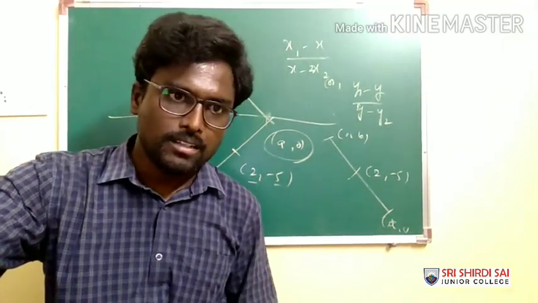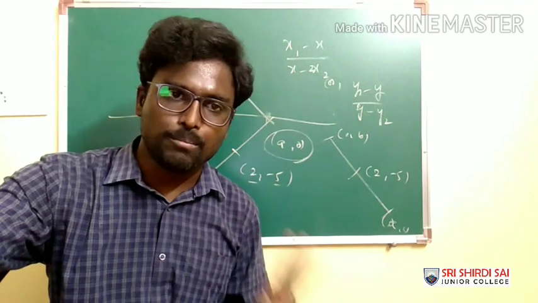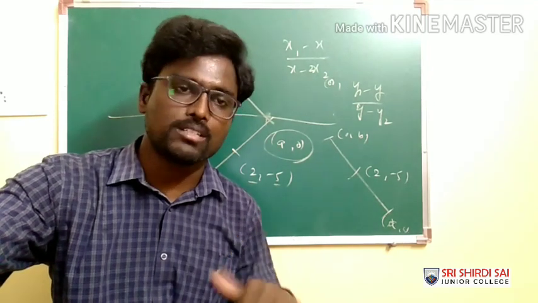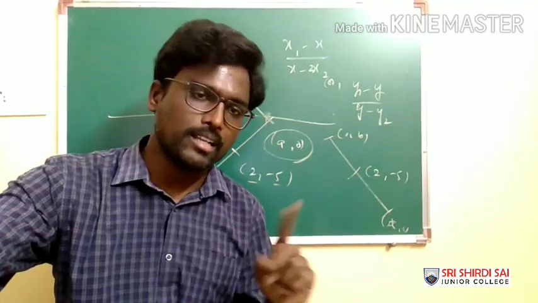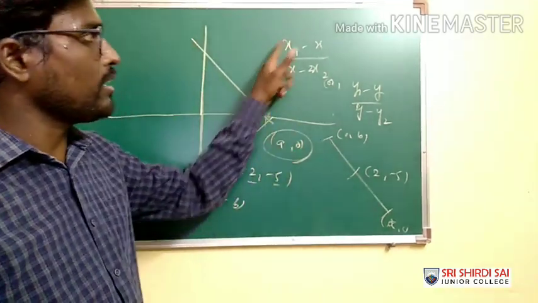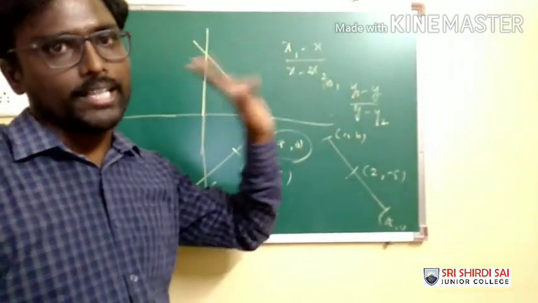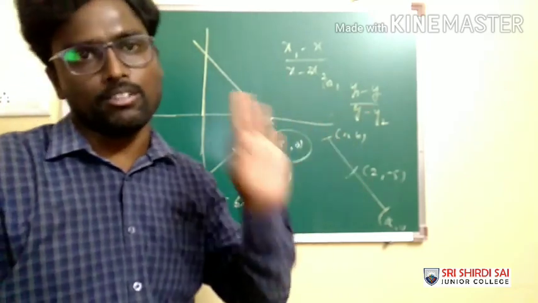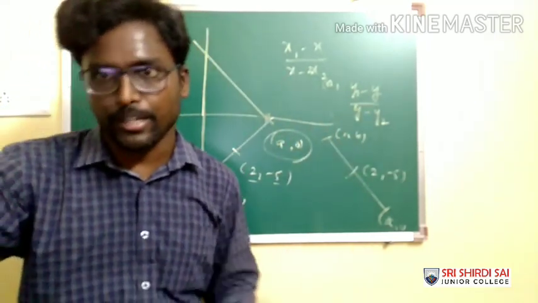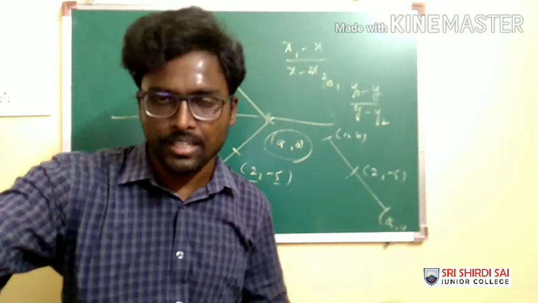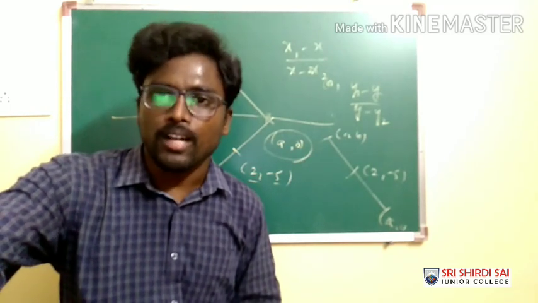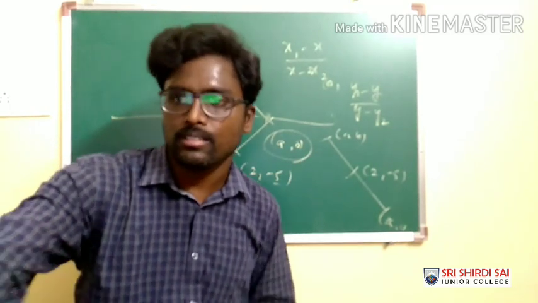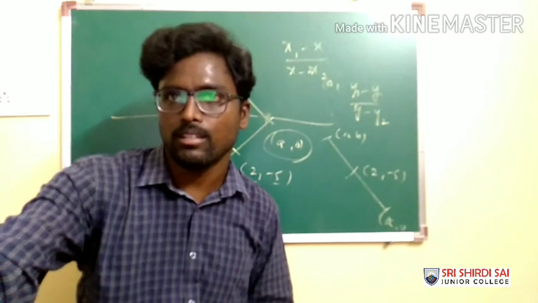I repeat, when you are given the coordinates of the endpoints of the line segment and the point which is dividing them, the required ratio is given by either this or this. Endpoints are x1, y1, x2, y2 and the point which is dividing them is x comma y. You will be treating it something like that. I have explained some problems also. So option A. I am trying to explain as many questions as possible within our time.